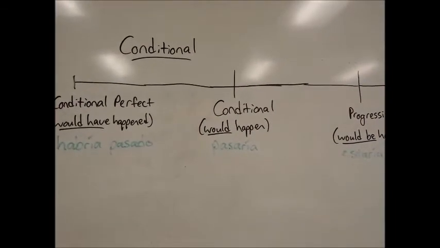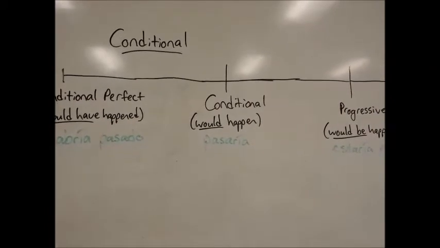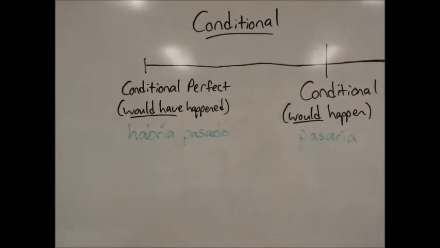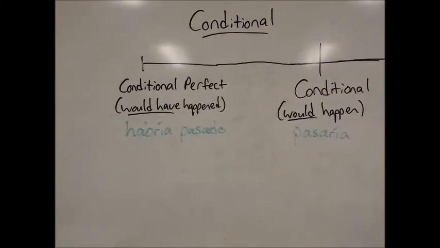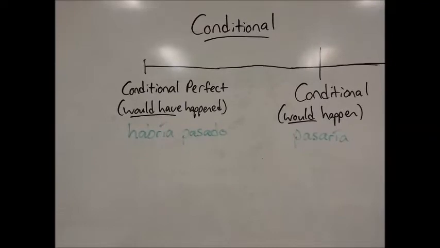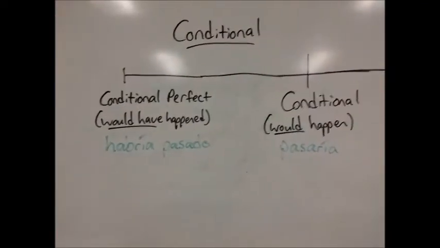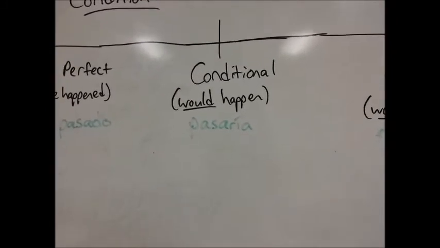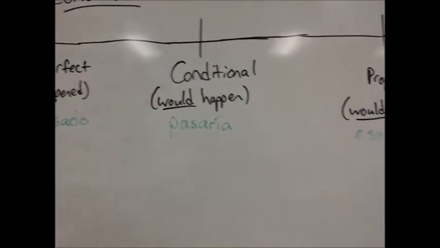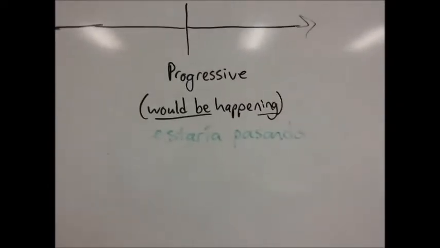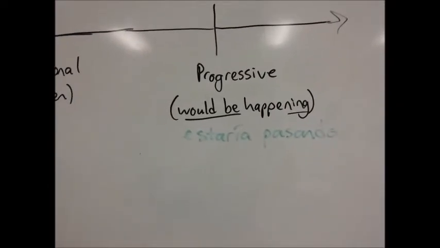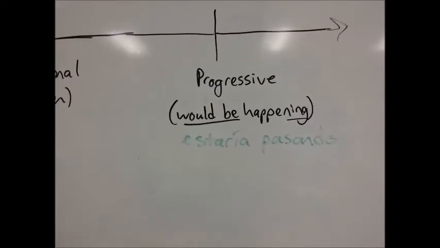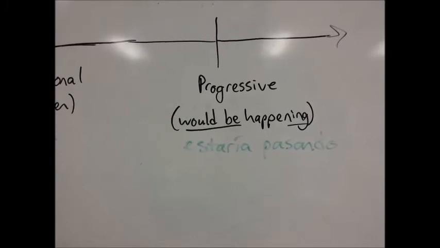The last and shortest timeline is the conditional. There are only 3 pieces. The first is the conditional perfect, which expresses something that would have happened. The conjugation is like this, habría pasado. It's the verb haber in the conditional with the past participle. Then you have the conditional itself, which expresses things that would happen, like pasaría. And then last but not least, you have the progressive, which is something that would be happening, like estaría pasando. You don't hear it very often, but it is part of the timeline.